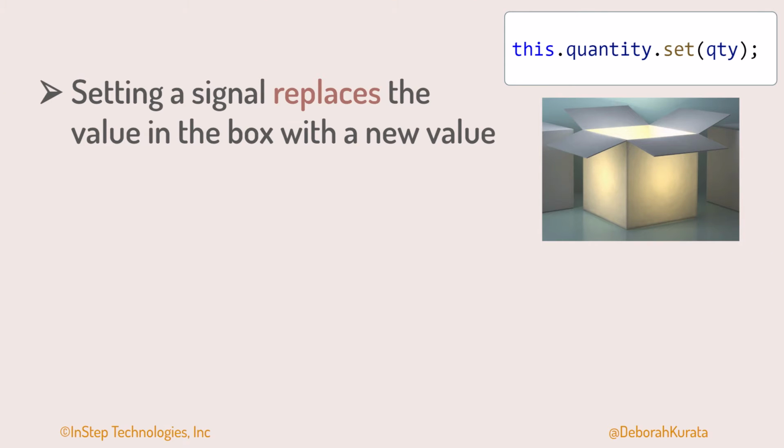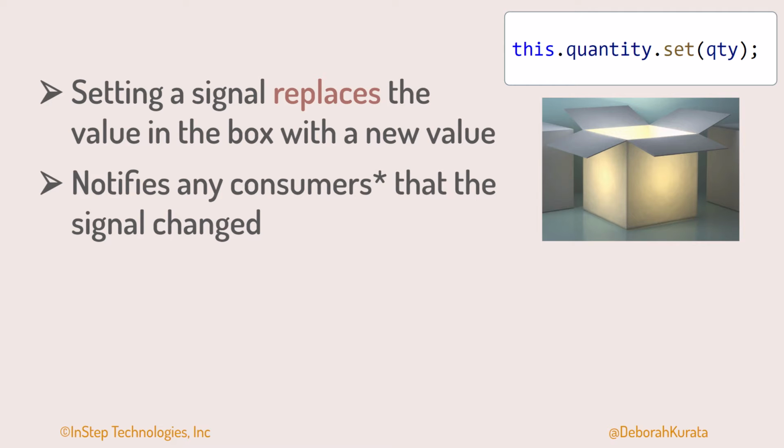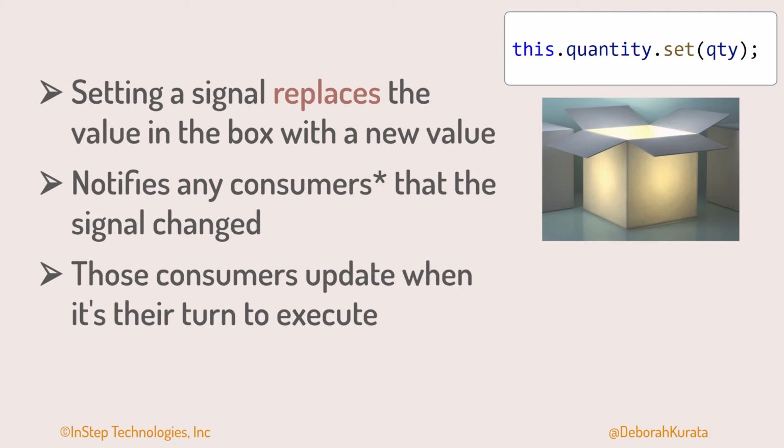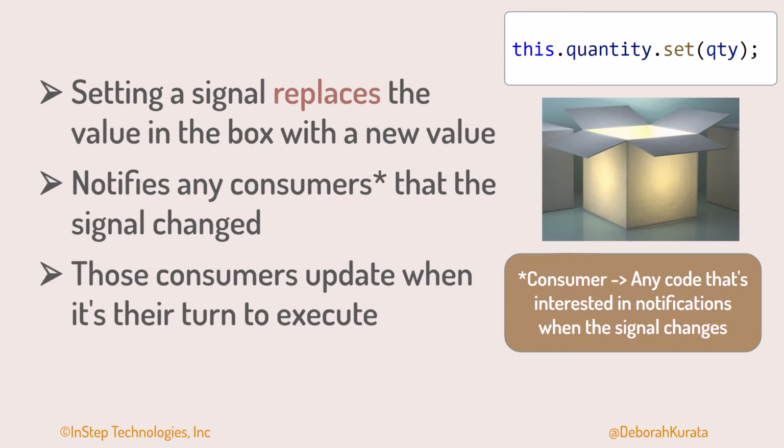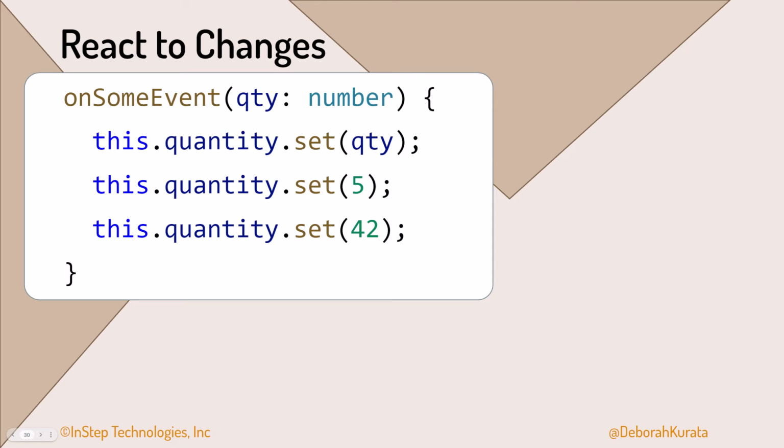Setting a signal replaces the value in the box with a new value. It notifies any consumers that the signal changed, and those consumers update when it's their turn to execute. A consumer in this context is any code that's interested in notifications when the signal changes. How does our code show it's interested in receiving notifications? If the code reads a signal, that code is notified when the signal changes. If the template reads a signal, that template is notified when the signal changes, and the template will be re-rendered. But it's important to note that a signal does not emit values, so it isn't like an observable.